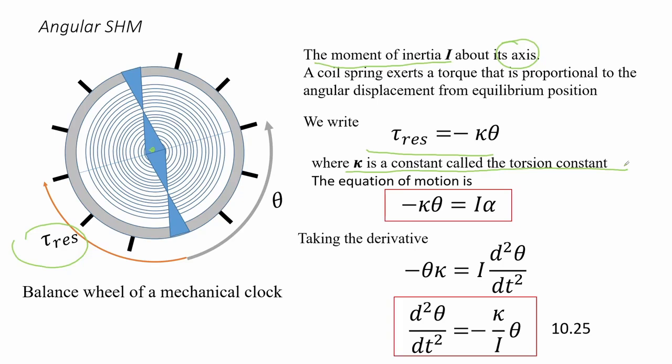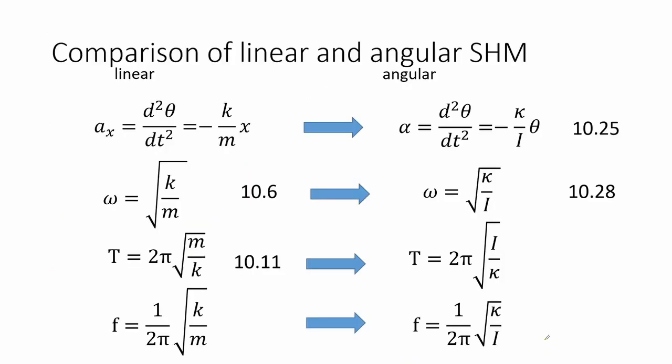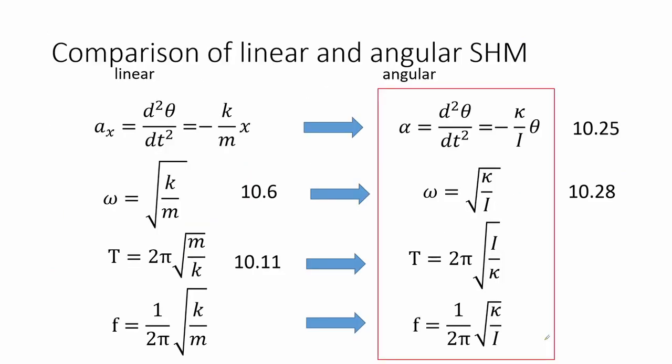This restoring formulation is equal to its moment of inertia times the angular acceleration. We take the derivative form of this formula and rearrange it, and we get an expression of the double derivative of theta shown in equation 10.25. Therefore the motion is angular simple harmonic motion. So, like linear motion equations of motion which have a rotational equivalent, we also have an equivalence of the linear simple harmonic motion, which is the angular simple harmonic motion. The equations for the equivalence of linear acceleration, angular frequency, period, and frequency are shown on the right side.